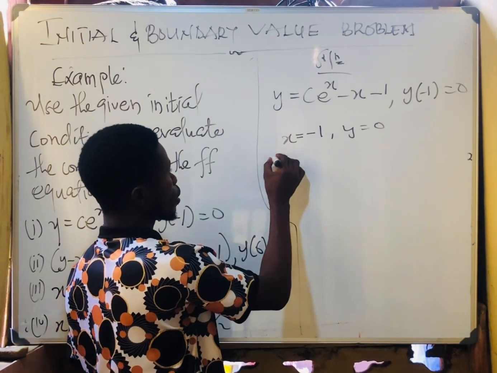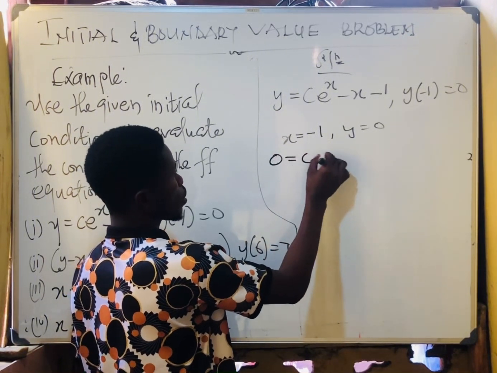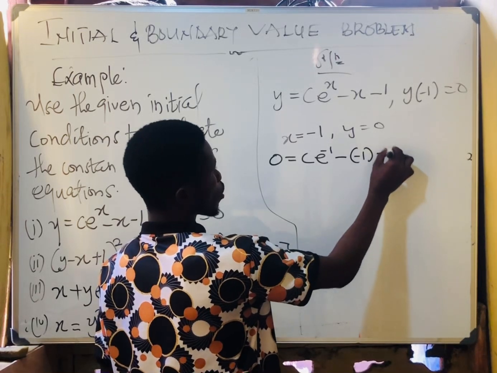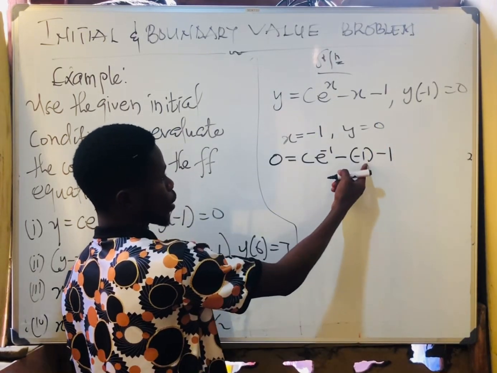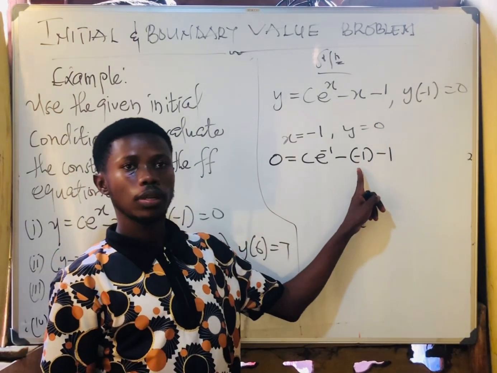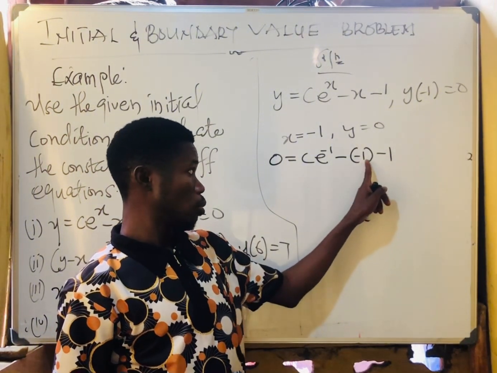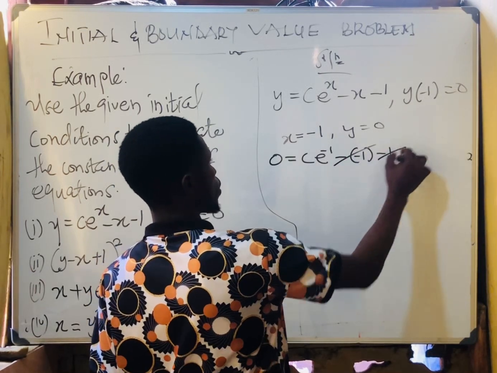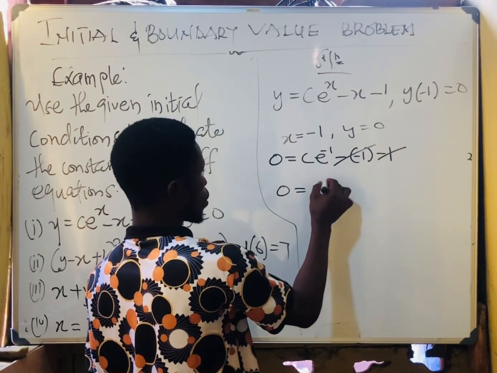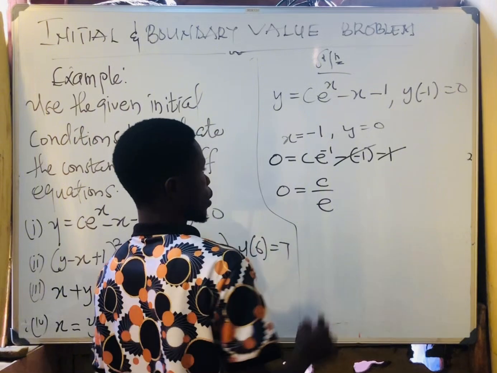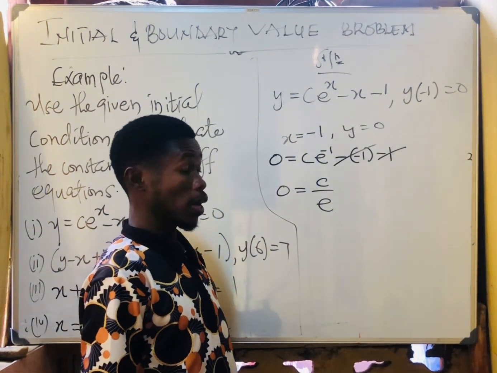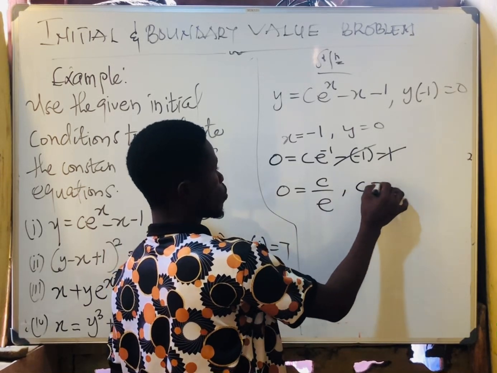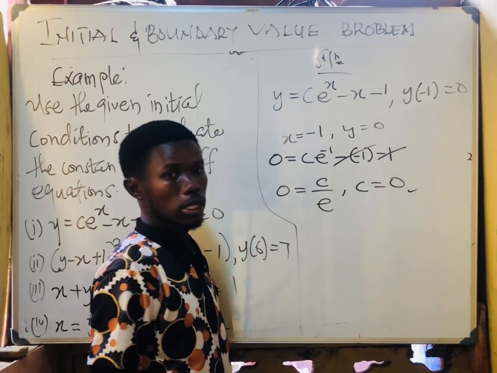So 0 equals c e to the power -1 minus 1 minus 1. Already there's a minus and the x is also minus, so negative becomes positive. When they have different signs, they cancel, so they go to 0. So I have 0 equals c over e to the power 1, or c over e. You do cross multiplication, and you see that our c will be equal to 0. So the constant there is 0.